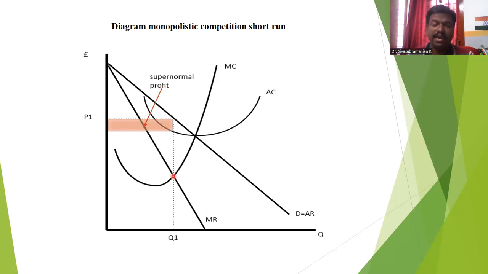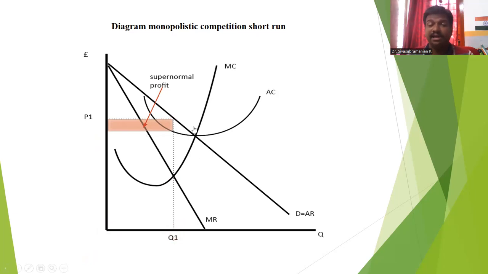As we all know, where MR equals MC, that sets the equilibrium point, and at that point we measure the determinant of the price of the commodity. So we draw a straight line up to the demand curve or the AR curve, where we can identify the price of the commodity. OP1 will be the price of the commodity, and at OP1 the monopolistic firm can produce and sell the commodity.